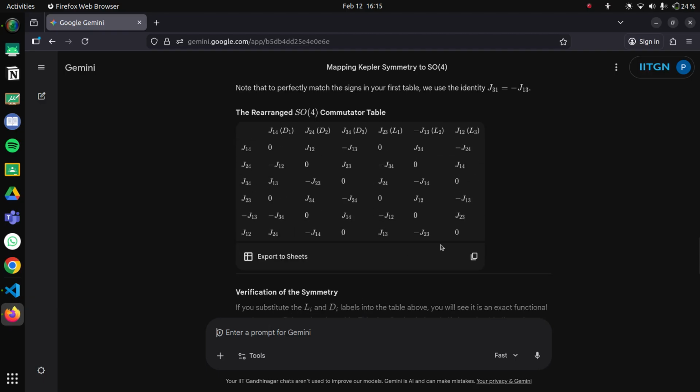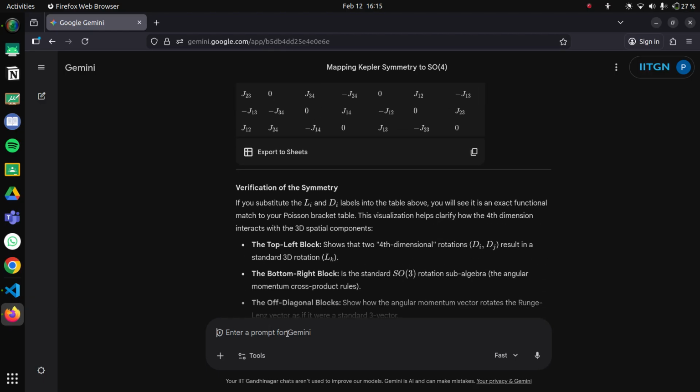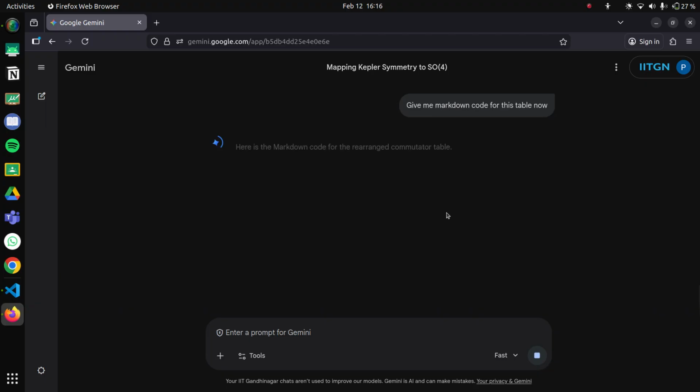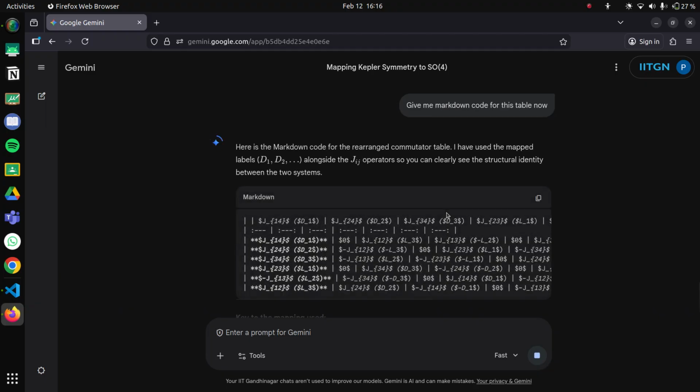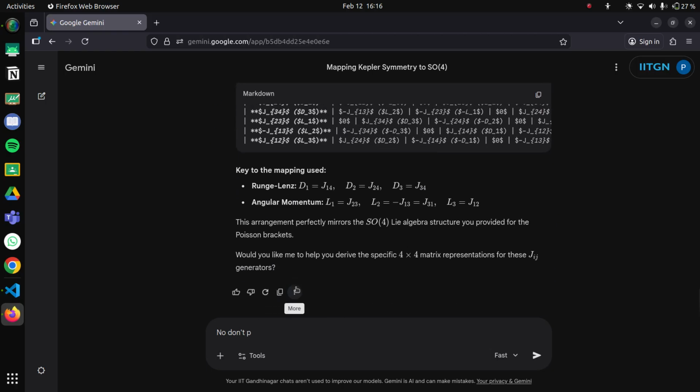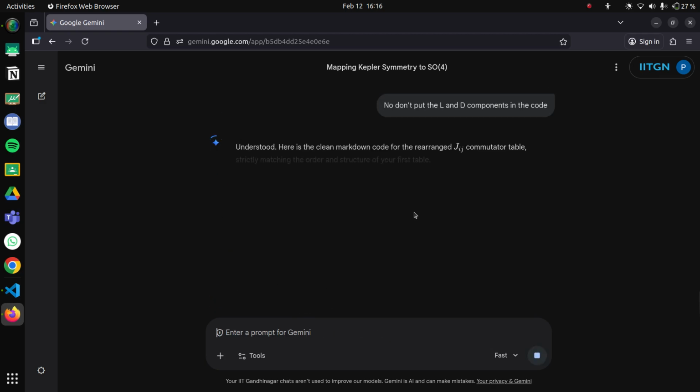Export to sheets. No, I don't want this. Give me markdown. Give me markdown code for this table now. No, don't put the L and D components in the code. I mean, this is nice though.